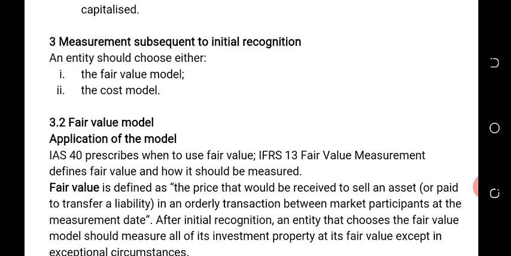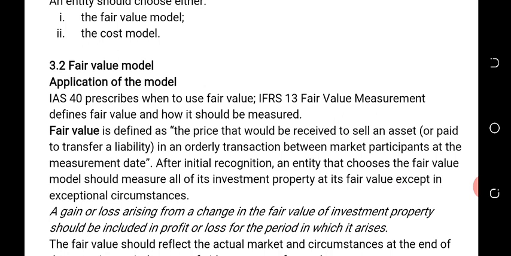Measurement subsequent to initial recognition. An entity should choose either the fair value model or the cost model. Initial recognition should be at cost, but the standard favors fair value. After the initial recognition of that asset, the entity can choose either the cost model or the fair value model.